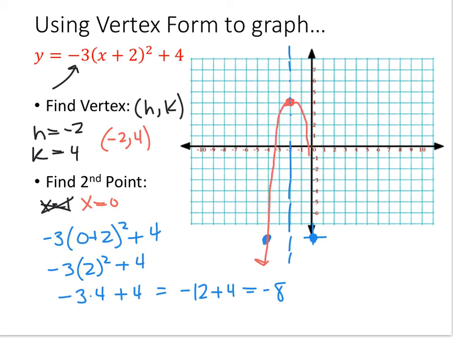So the idea behind this is that you don't want to choose values that are too large, so that when you find them, they're not off the graph or anything like that. But the idea with the vertex form, it gives you the vertex, you plot it, plot your axis of symmetry, find a different point, and then reflect it, and that's it.